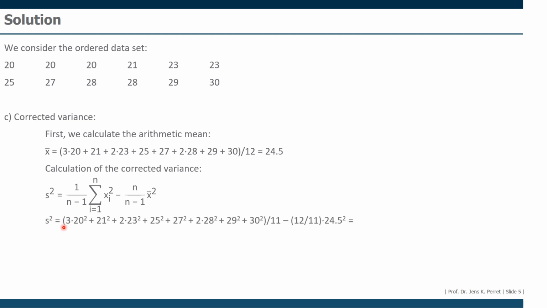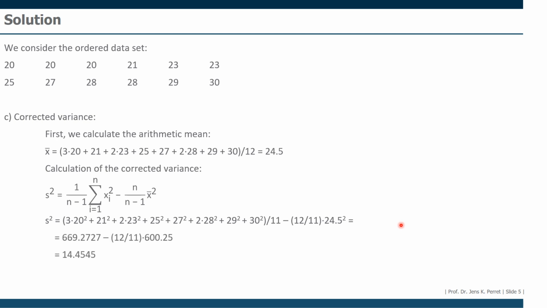Let's have a look here. That's adding up all these squared values. Then I'm going to divide this by 11. That's the first part. Then I go minus. Then I have the number of observations divided by the number of observations minus 1. So 12 observations divided by 12 minus 1, so I have 12 divided by 11. That's this part. Then finally I'm going to multiply this correction term with the squared mean. The mean was 24.5, so I multiply this with 24.5 squared.